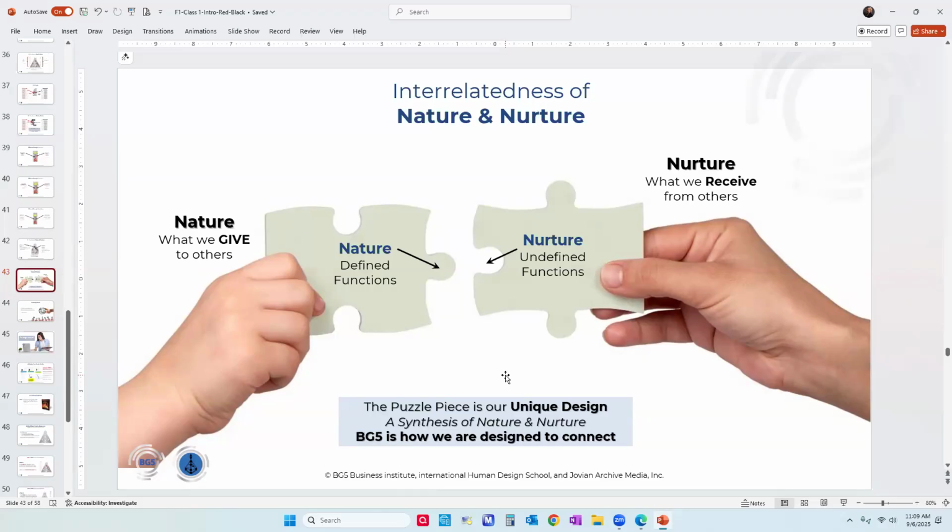Now, they had the benefit of me starting to share this with them six years ago. My girls are 21 and 24 now. I've been talking about this with them for some time to help them understand themselves so that they can go forth in a very different way. But these puzzle pieces are really designed for us to connect.